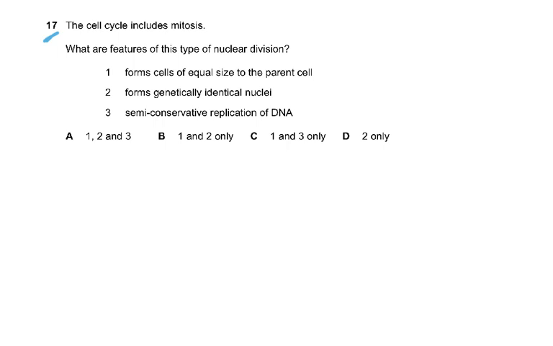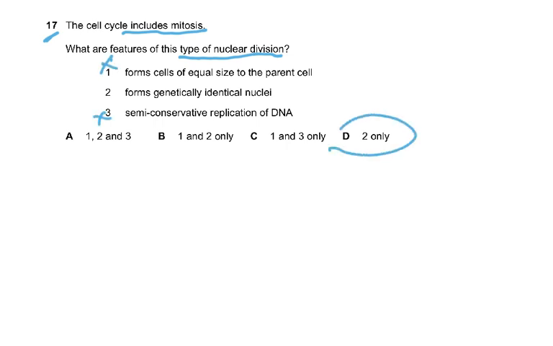Question number 17. The cell cycle includes mitosis. What are features of this type of nuclear division? Form cells of equal sizes to the parent cell? No, we're only talking of the nuclear division. Prophase, metaphase, anaphase, and telophase. Forms genetically identical cells. Semi-conservative replication of DNA. That occurs in interphase. So this one is wrong, this one is wrong.